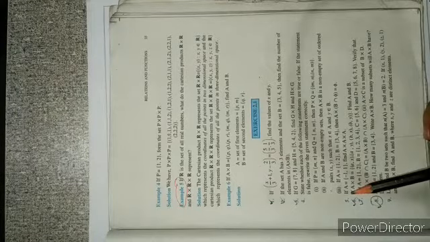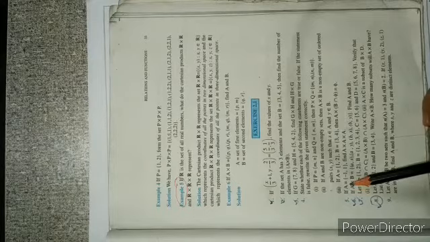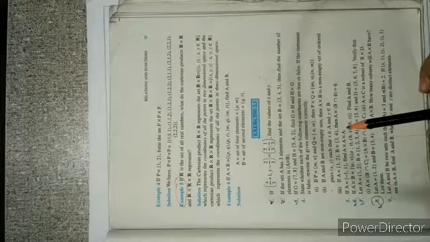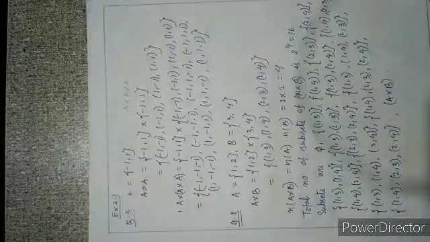Here the question number 5 is: if A is a set having two elements, then find A cross A cross A. A cross A cross A means the Cartesian product of three sets.